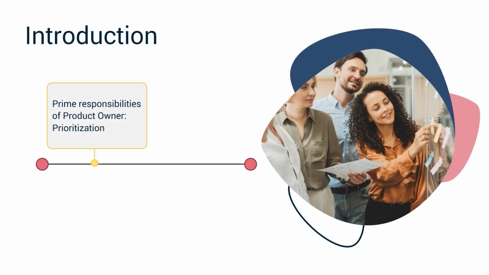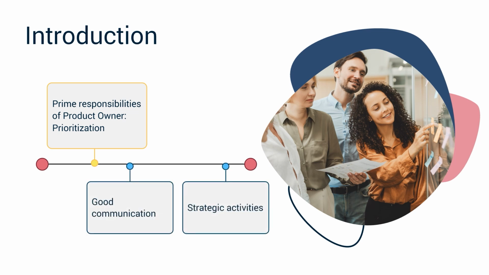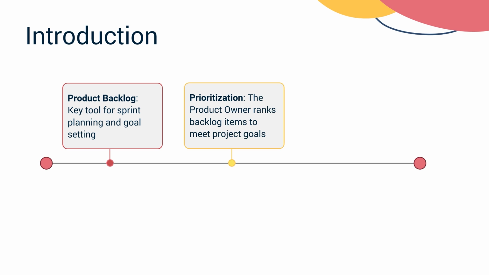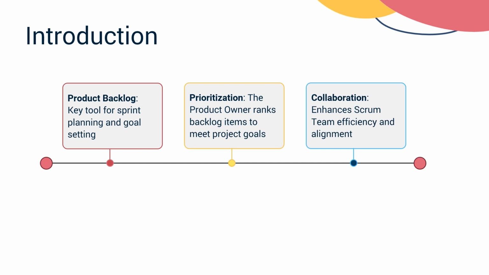Prioritizing requirements is one of the product owner's prime responsibilities. This includes organizing features, functions, issues, and objectives according to organizational goals. This process hinges on good communication and strategic activities. The product backlog is one of the primary tools for sprint planning and goal setting. The product owner prioritizes items in the backlog to ensure that the goals of a project are achieved and promotes collaboration and efficiency of the Scrum team.